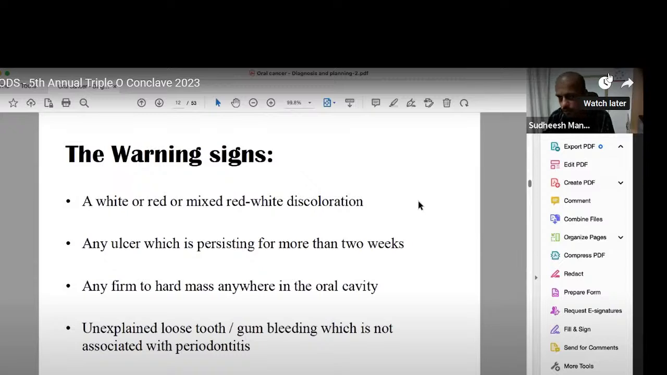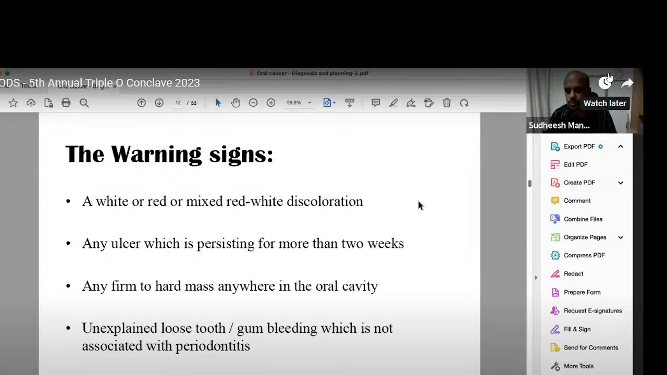This is very, very important because most often we get patients who went to a dentist for a loose tooth. The dentist did a dental extraction and sent the patient off. And the patient later comes up with a very advanced malignancy of the jaws. So this is a very common scenario. Whenever you get a patient with a loose tooth or gum bleeding, you should rule out periodontitis first. That is, of course, the first thing to do.